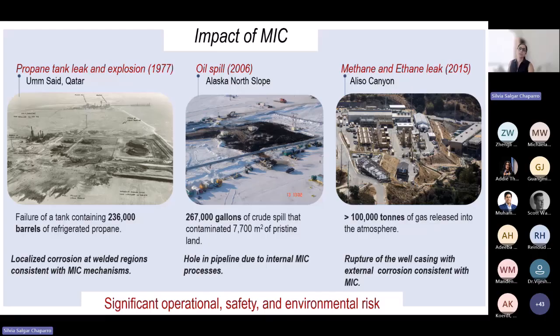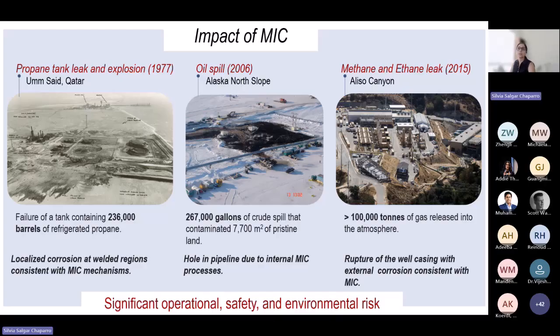In this slide, I am presenting three of the major events that occurred due to the action of microorganisms in oil and gas facilities. My first example occurred in 1977, and it happened in Qatar. It was a failure of a propane tank containing 236,000 barrels of propane, which were released and ignited, causing the death of several people. After investigation, they found out that it was due to localized corrosion in the welded regions, and it was consistent with an MIC mechanism. Basically, there was a hydro test in the tank months before, and there was seawater remaining from this hydro test. Microorganisms that came with the seawater contaminated the surface of the tank, and they caused this event.